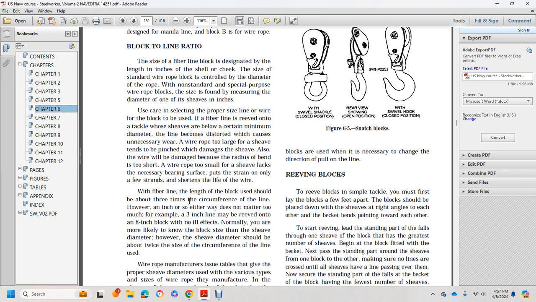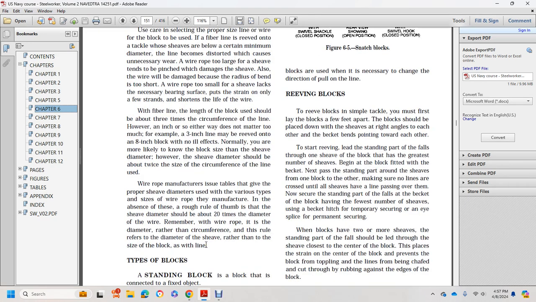With fiber line, the length of the block should be about 3 times the circumference of the line. However, the size does not matter much more than that. For example, a 3-inch line may be reeved on an 8-inch block with no ill effects. Normally, you are more likely to oversize the block than the sheave diameter. However, the sheave diameter should be about twice the circumference of the line used.